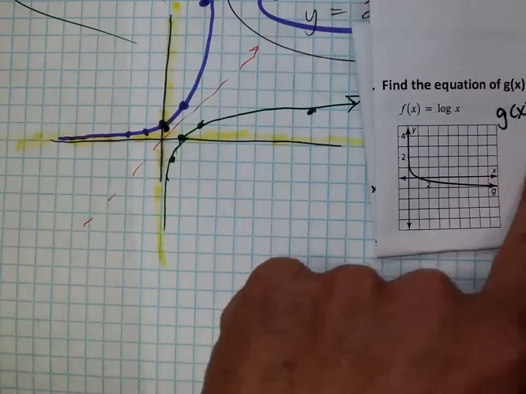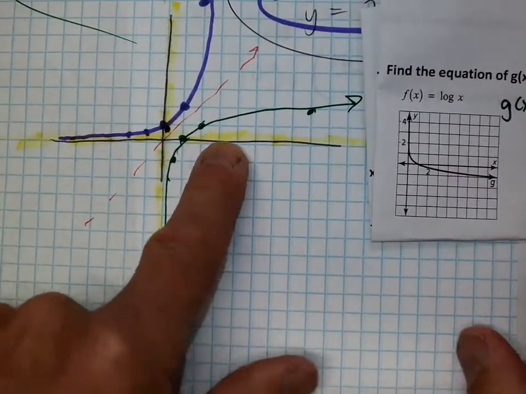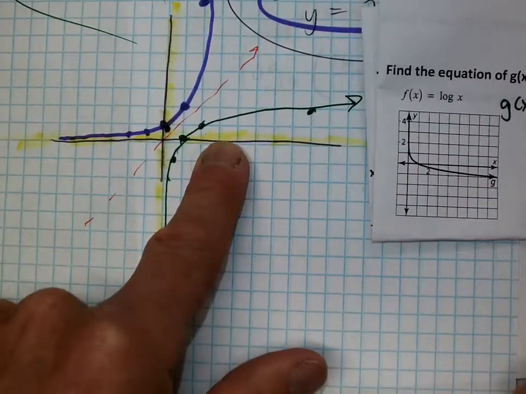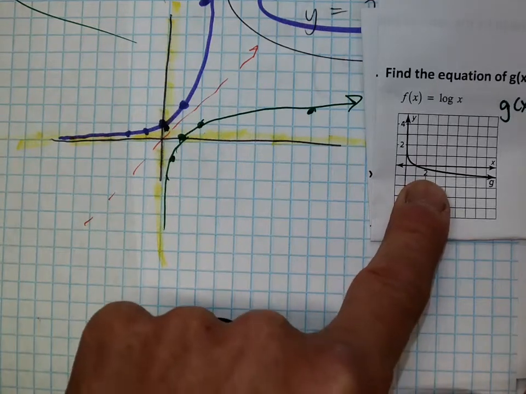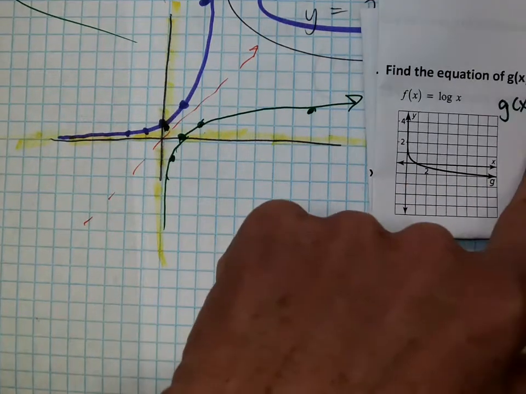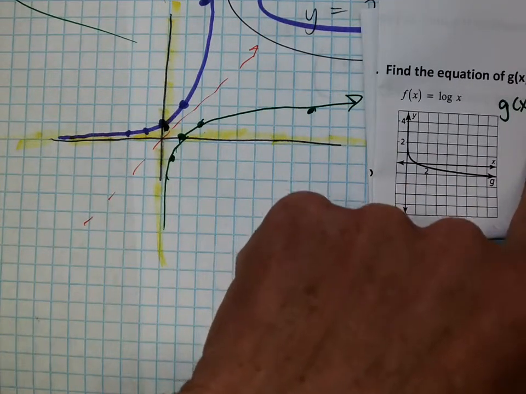Does the negative make sense? I mean, take a look at the green graph. That's the original log, right? And look at this graph. Doesn't it look like it's upside down? Which makes it a negative log of x.